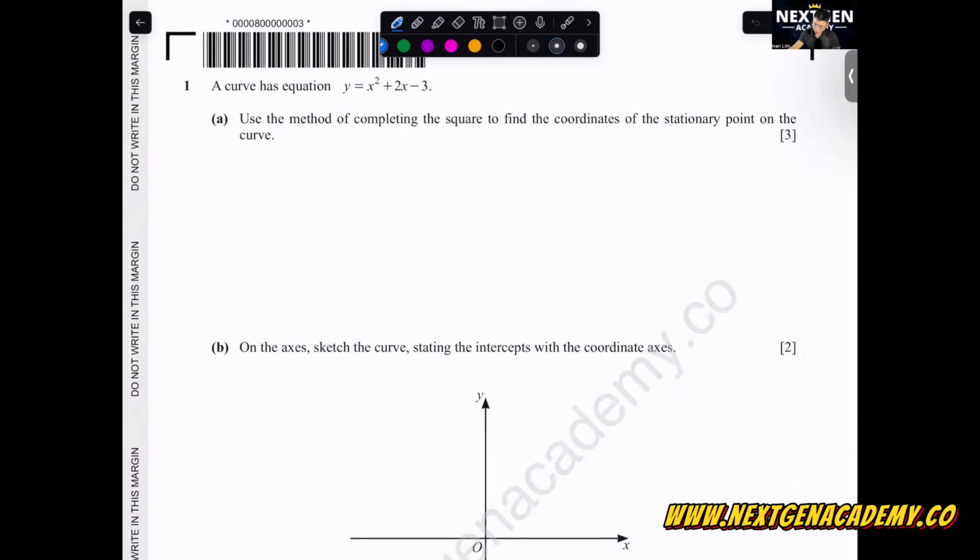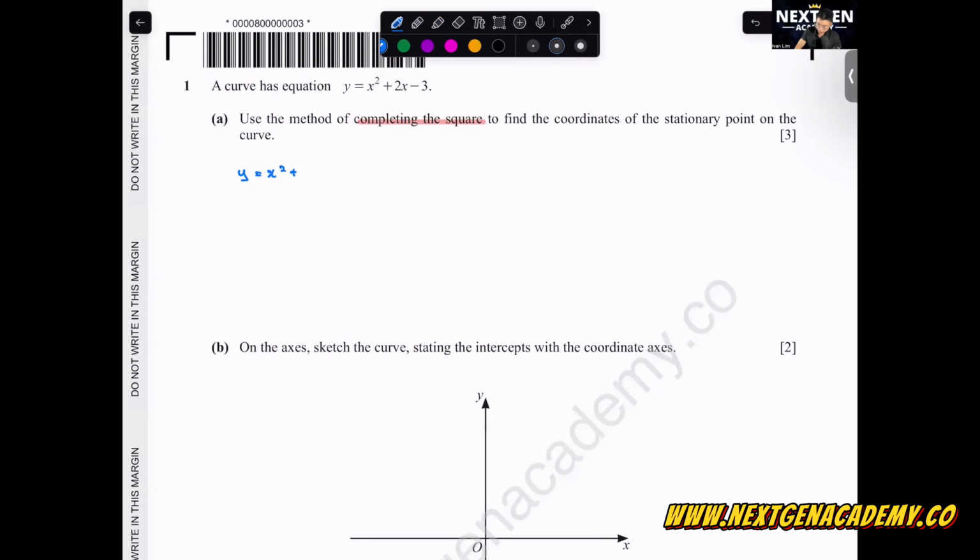A curve has equation y equals x squared plus 2x minus 3. Use the method of completing the square. They ask us specifically here to find the coordinates of the stationary points on the curve. Okay, so we use CTS.